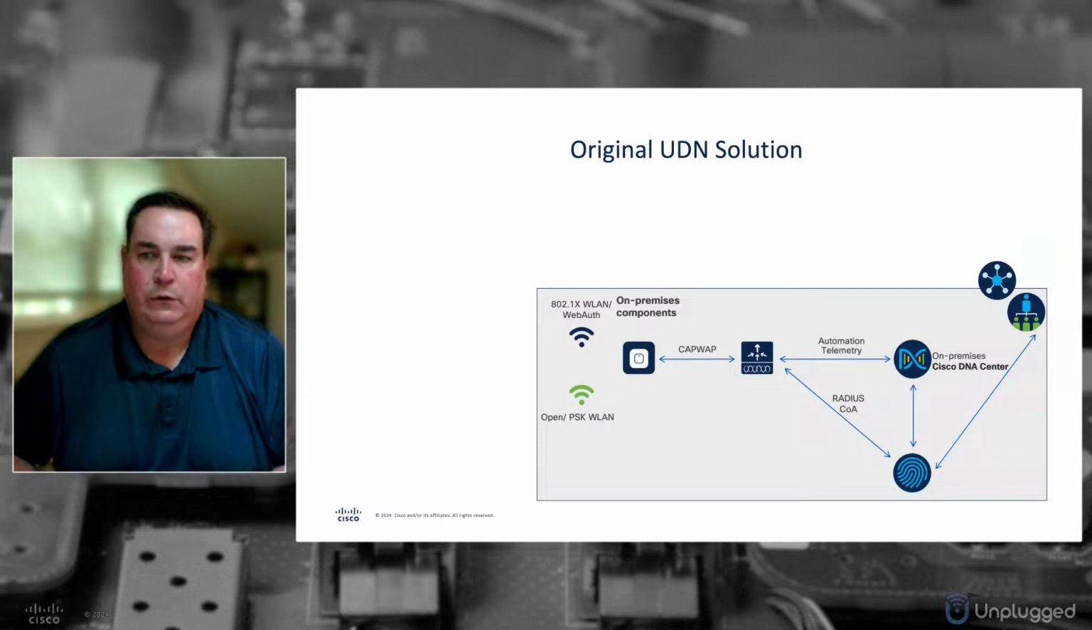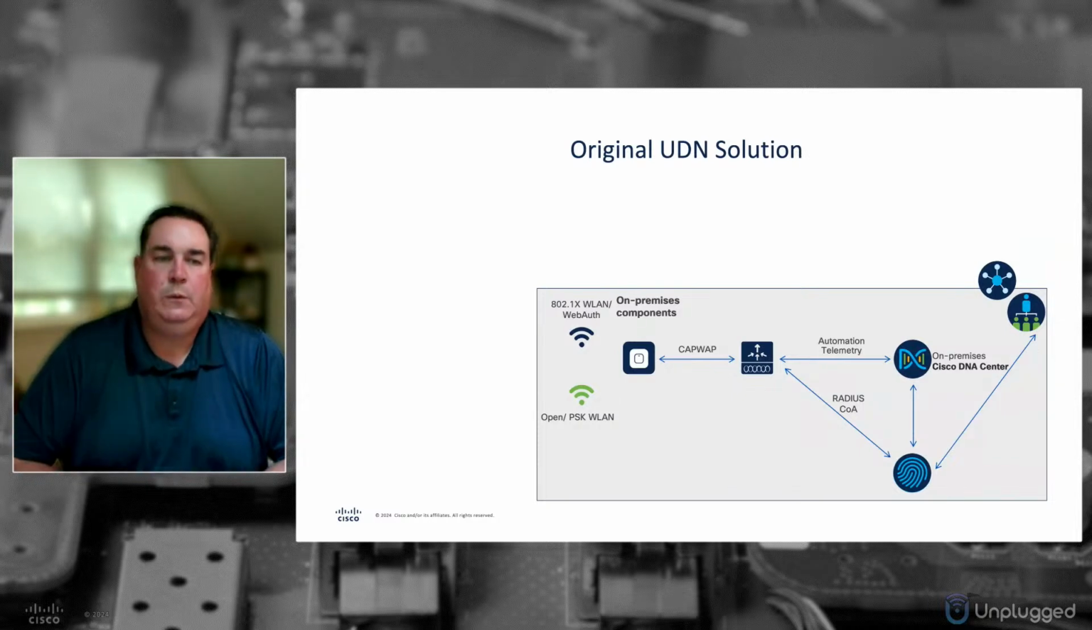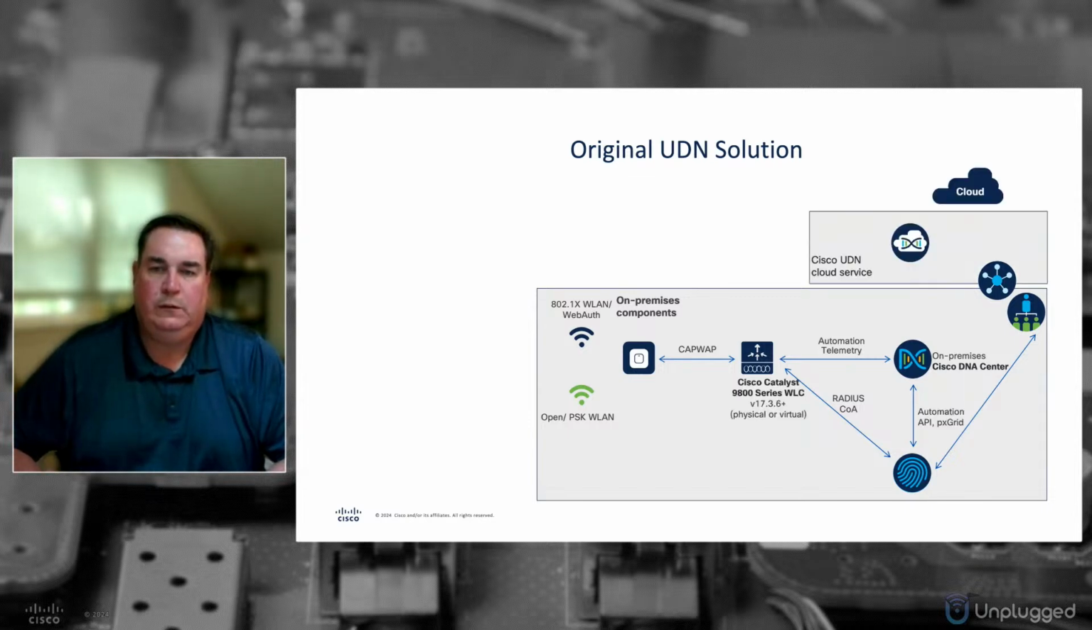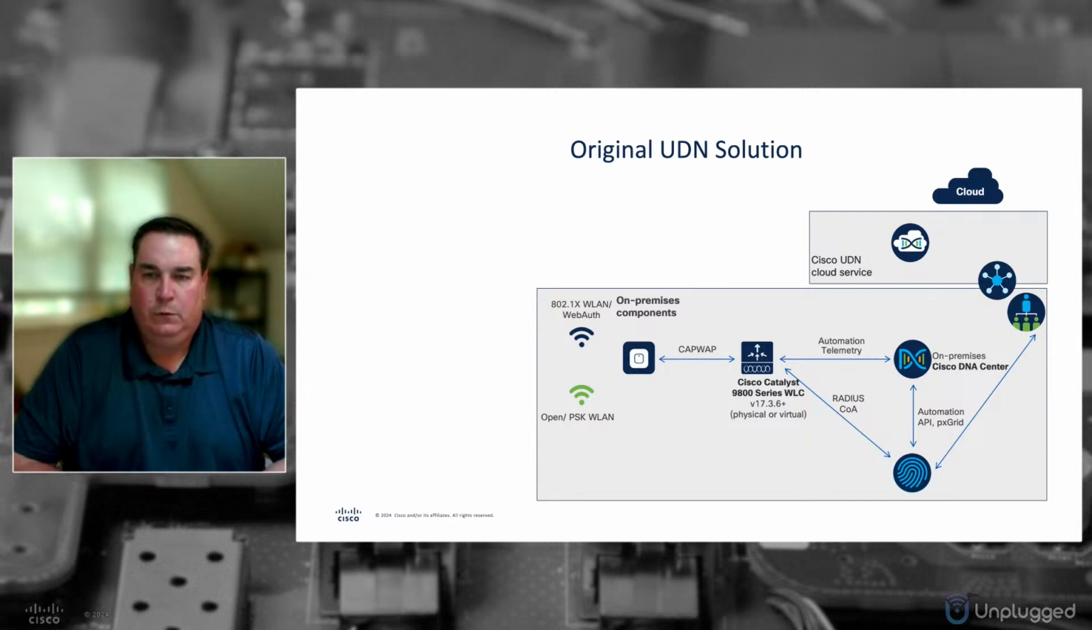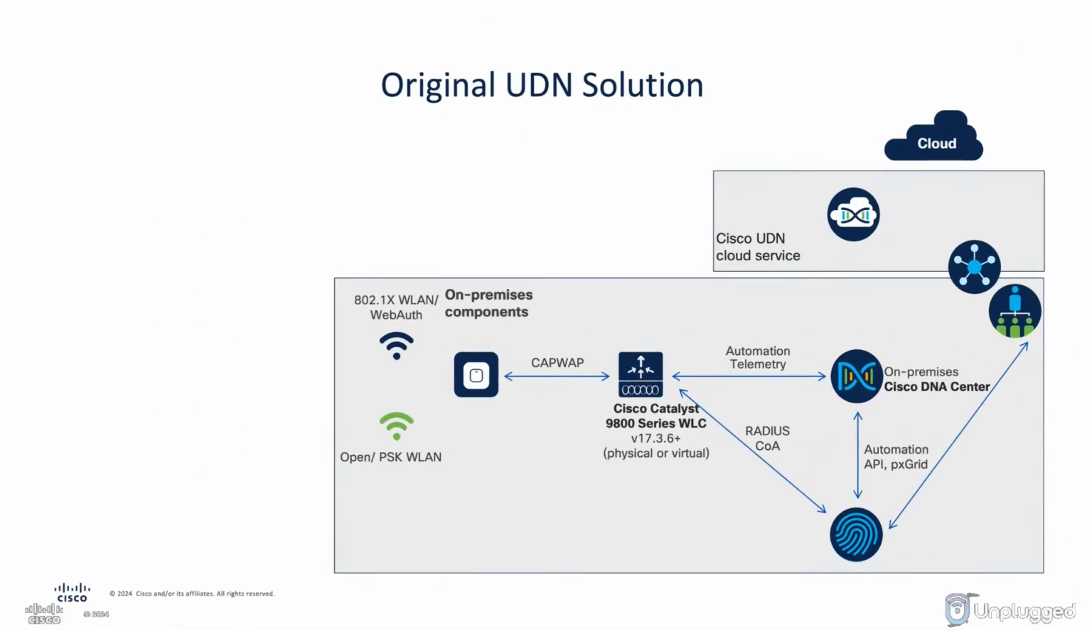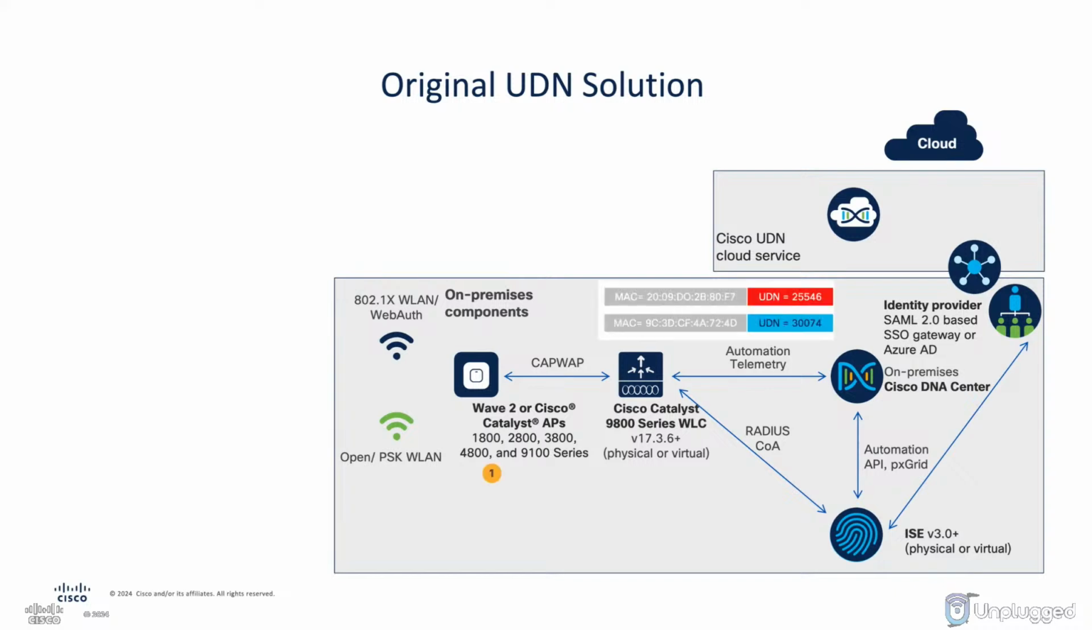So let's talk about the original UDN solution. This is where we were, and I just want to give a little bit of history so you understand what was happening. The original UDN solution worked with our on-prem components. We had the Catalyst 9800, we had DNA Center, now Catalyst Center, and ISE was part of this as well. There was a cloud UDN service that you would subscribe to that helped automate a lot of these capabilities that were pushed down to the campus itself. We worked with Wave 2 access points. We worked with SAML 2.0 gateways, Azure AD, whatever it may be, from an identity provider standpoint.